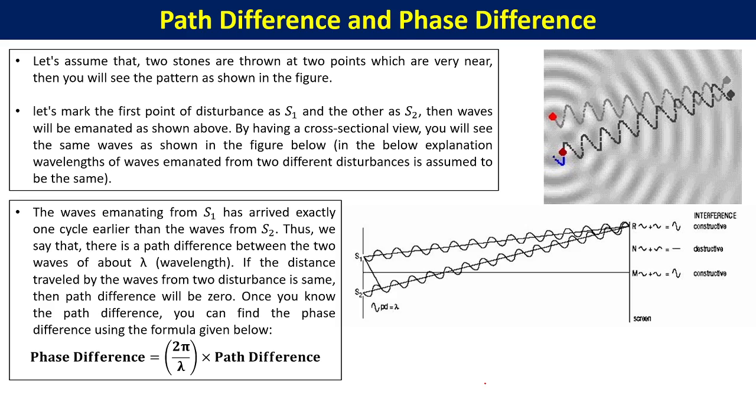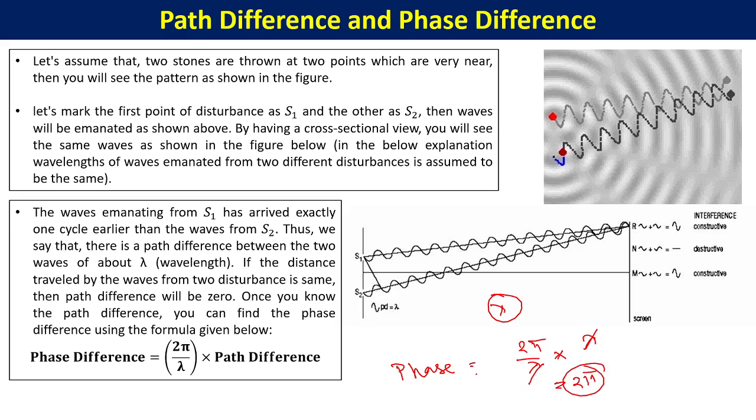Just one example I want to give. Suppose a question may come that the path difference of two waves is lambda. What is the phase difference? How do you find it? In that case, you will find it this way. Phase difference is nothing but 2 pi by lambda times path difference, and it has been given that the path difference is lambda. So lambda, lambda gets cancelled, and the phase difference becomes 2 pi.